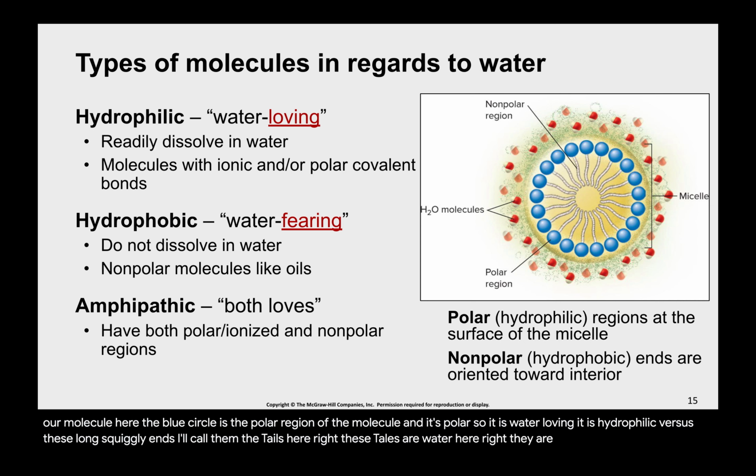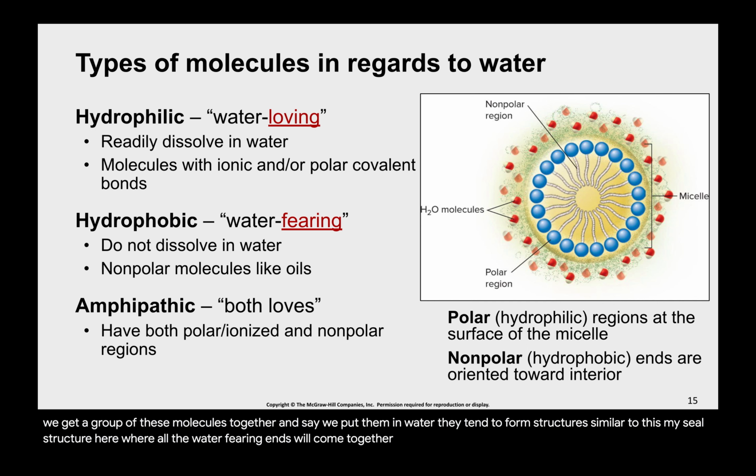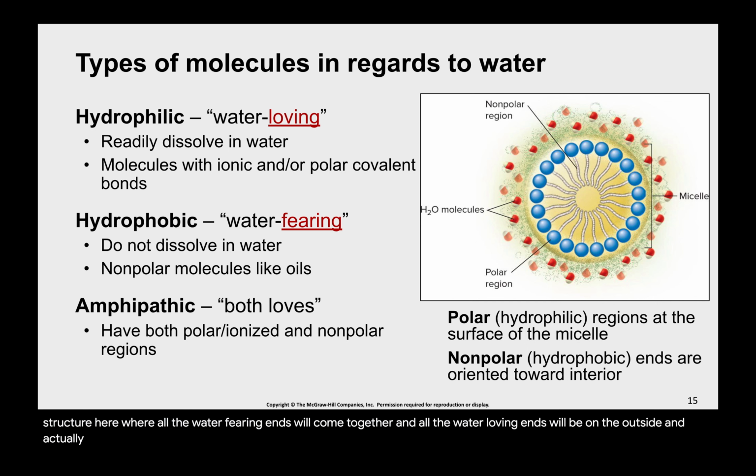They are non-polar regions. When we get a group of these molecules together and say we put them in water, they tend to form structures similar to this micelle structure here, where all the water-fearing ends will come together, and all the water-loving ends will be on the outside and actually interacting with the water. All right, so there can be some complex interactions with water here.